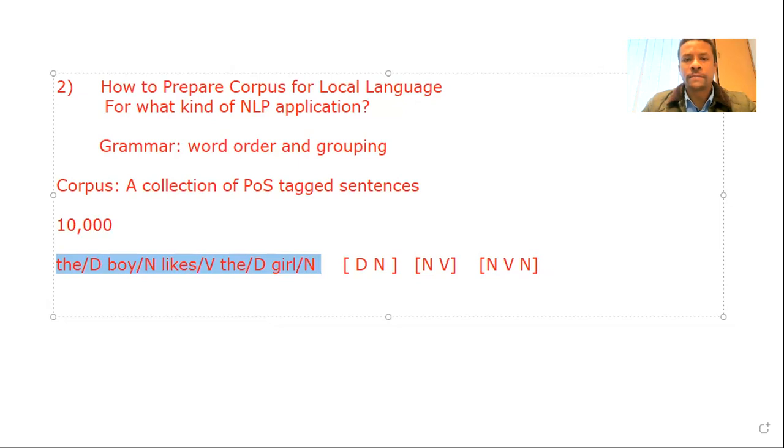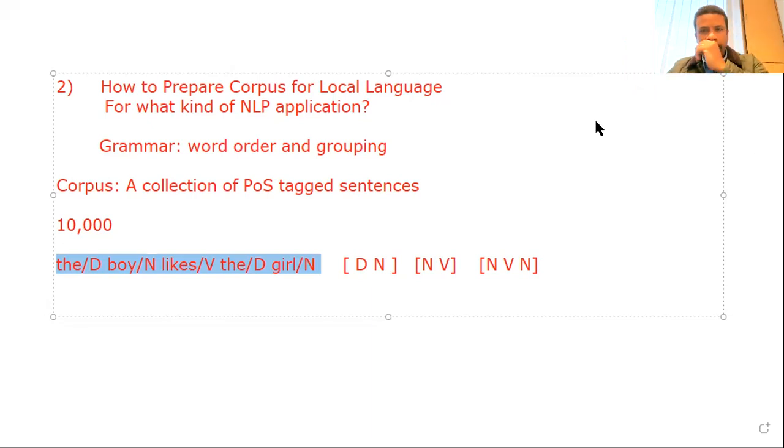Is that clear, David? Yes. Okay. Do you have any other question? Any other question? Otherwise, we have to move to today's lecture. Okay, so it means there is no question. Let's move on to today's lecture then.